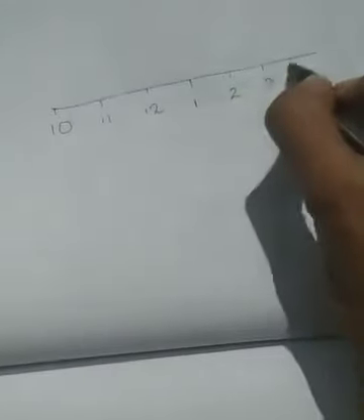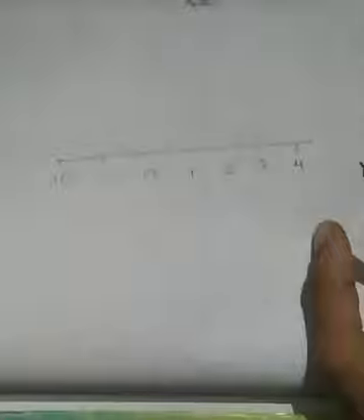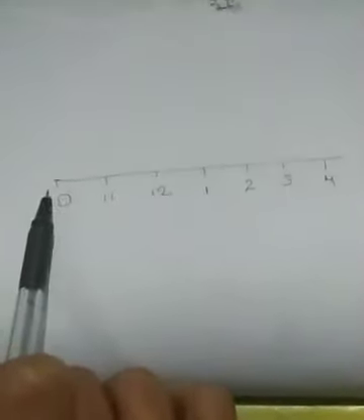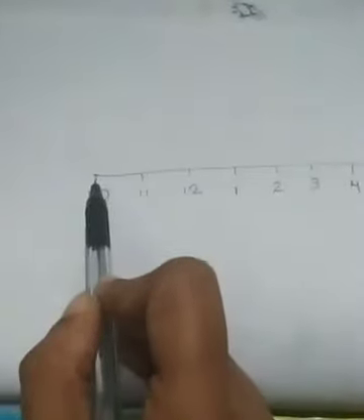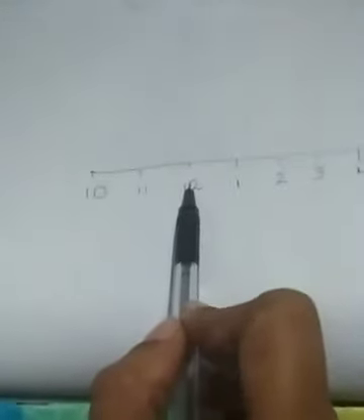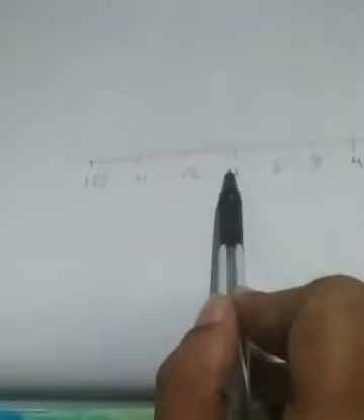2, 3 and 4. Now I draw a line for the time from 10 to 4. Each part is 1 hour. That means 10 to 11, 1 hour. 11 to 12, 1 hour. Time duration from 12 to 1, 1 hour.